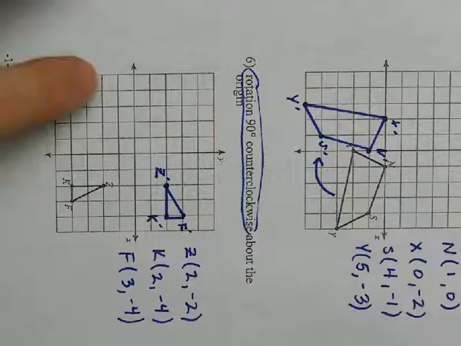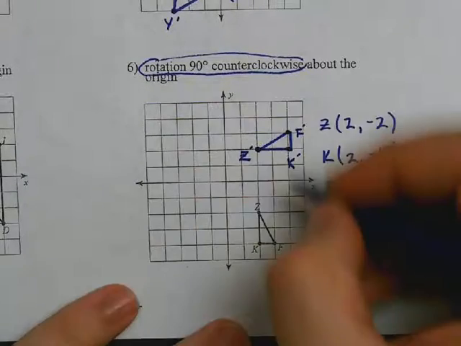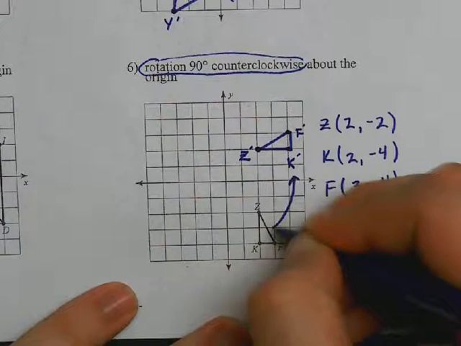And then once we spin this back around, how do you check? You ask yourself, did that go counterclockwise? Look, it went straight up here. So that is counterclockwise, that move.